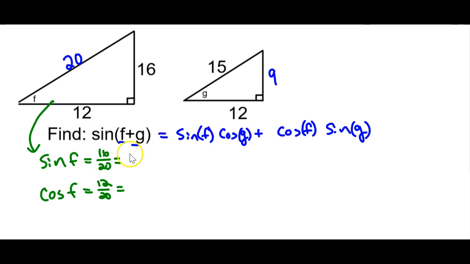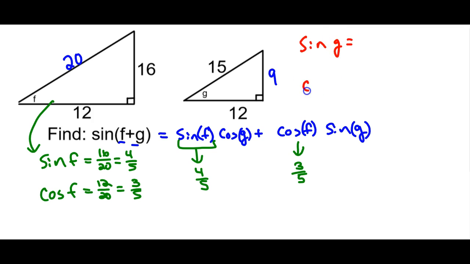And both of these reduce, so I'm going to reduce them. Let's see, 4 will go into both of these, and I get 4/5. And 4 will go into both of these, I get 3/5. So the sine of f is equal to 4/5, and the cosine of f is equal to 3/5. Then over here I want to do the same thing. I'm going to say, what is the sine of g, and what is the cosine of g?